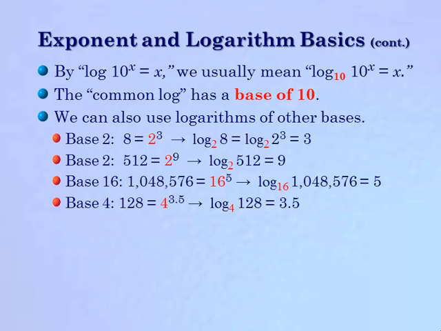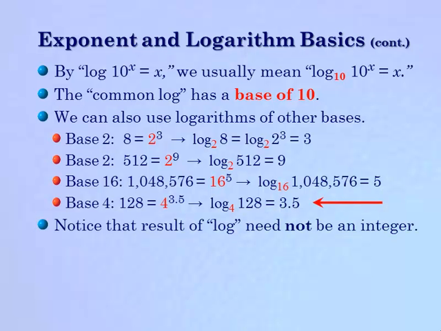We can have base 4 numbers. 128 is equal to 4 raised to the 3.5 power, with the log base 4 of 128 equals 3.5. Did you notice something different here with that one? Notice that the result does not always have to be an integer. Here we had an example where it was not an integer. 4 raised to the 3.5 power, if we take the log base 4 of that, sure enough, it comes back as 3.5. It undoes the exponent function.